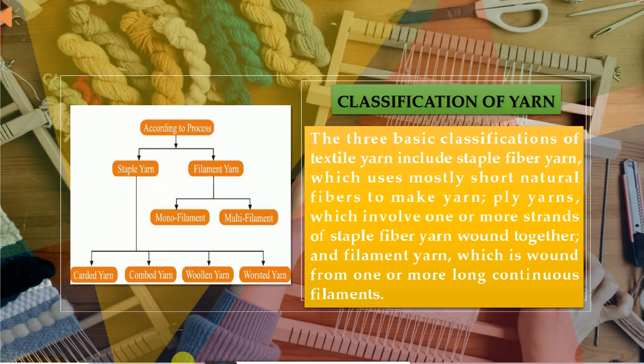The three basic classifications of textile yarn include staple fiber yarn, which uses mostly short natural fibers to make yarn; fly yarns, which involve one or more strands of staple fiber yarn woven together; and filament yarn, which is woven from one or more long continuous filaments.